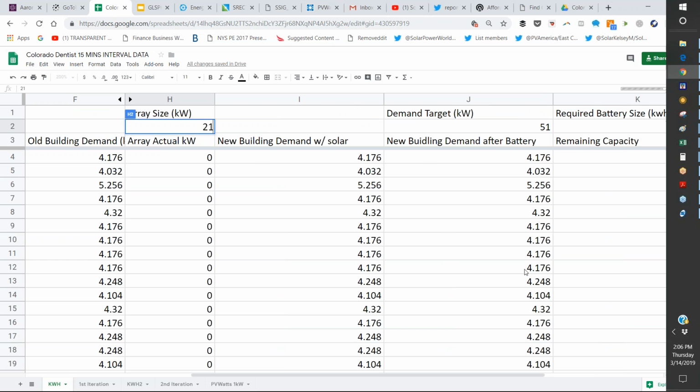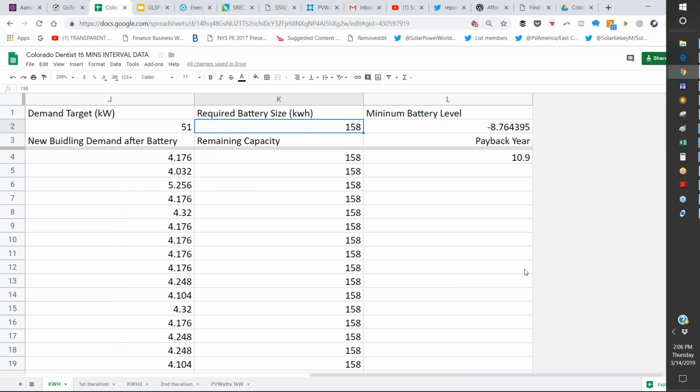Alternately, I could increase my array size and see if that matters. Now, you have to do both, but your battery size is what's going to get you out of the negative, and then the array size may hedge that from there, because normally when your battery bank is going negative, it's because you're going through multiple days in a row where there's not sunshine.